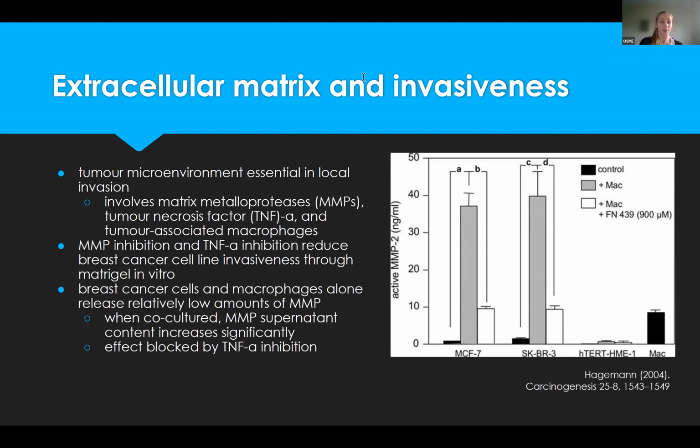And quite interestingly, it was also shown that the breast cancer cells alone and macrophages alone release relatively low amounts of the MMP, but when they are co-cultured together, the MMP in the supernatants they collect increases really quite significantly, which is what you can see on the right-hand side. For the first two names, the MCF7 and the SKBR3, they are both just names of cell lines of breast cancer.